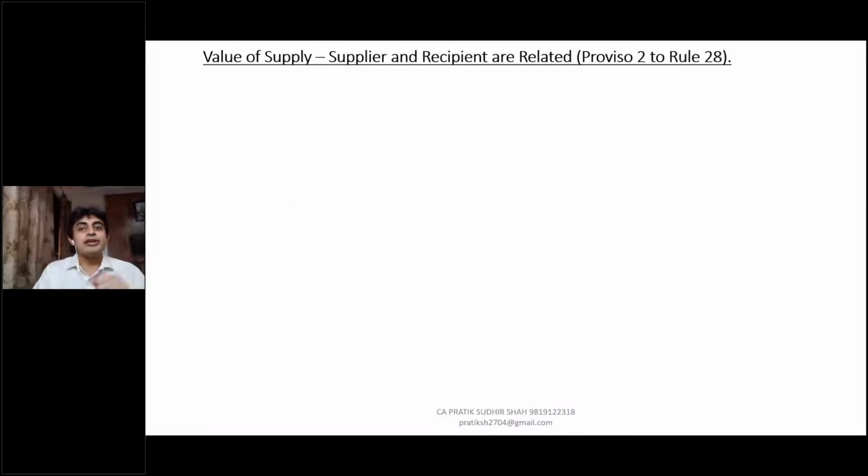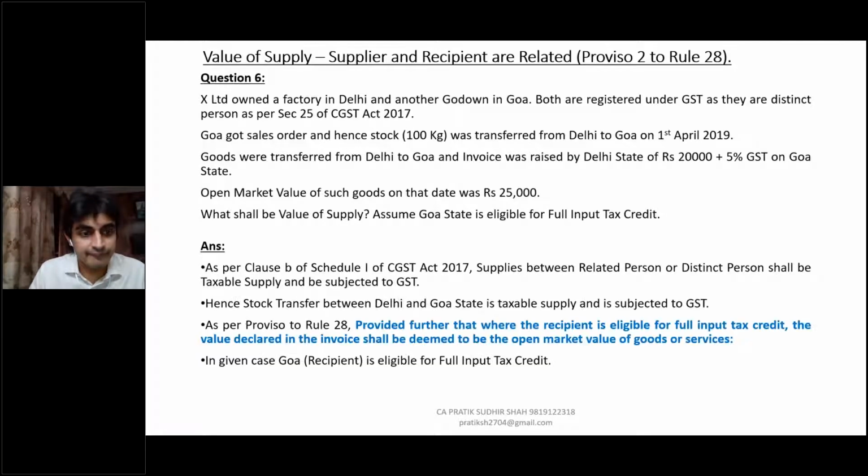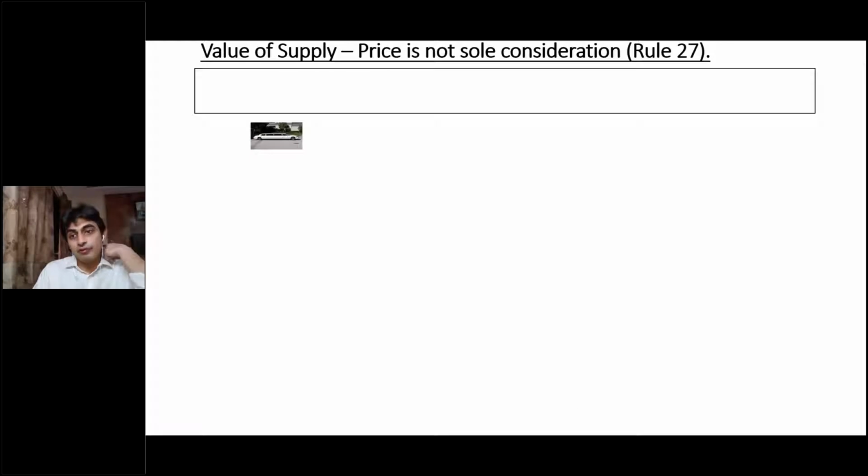Okay, so now I will take you to the provision. Provision 2 is not required. So this was our Rule 28, when the supplier and recipient are related persons. When the supplier and recipient are related, this provision applies. So if the supplier and recipient are related, first was open market value. If open market value was not available, then like kind and quality. If like kind and quality was also not there, then cost of production plus 10%. So this is the sequence.